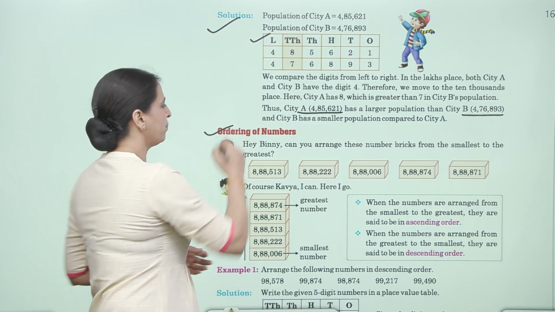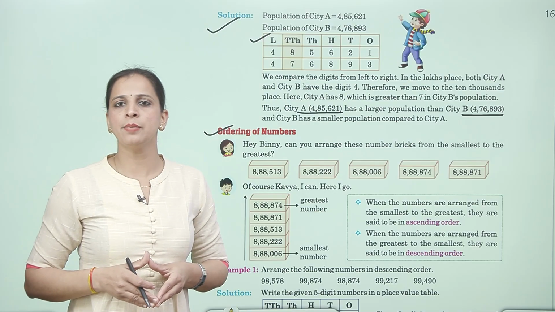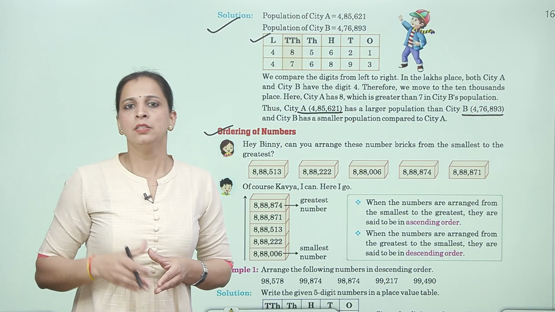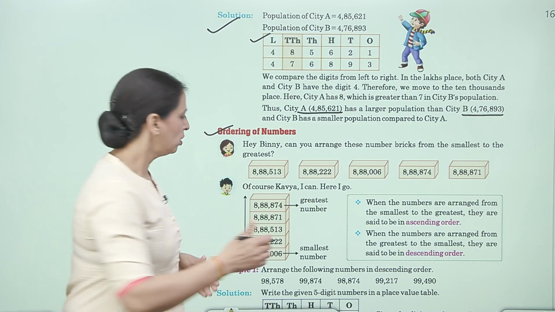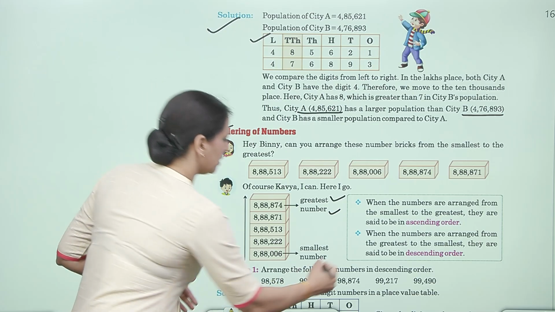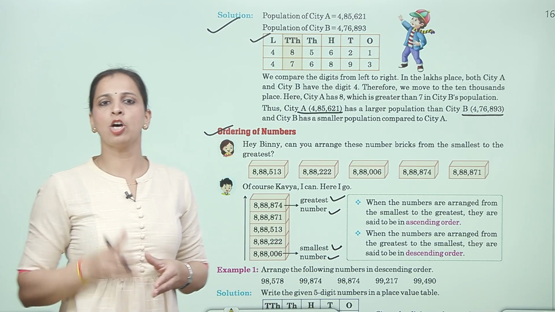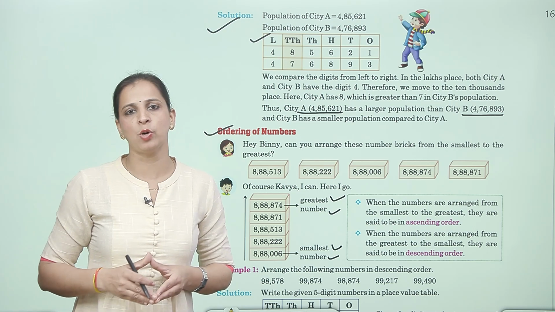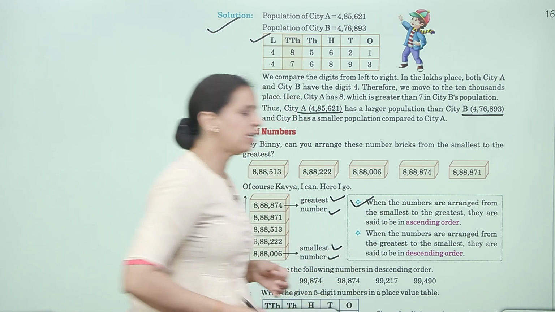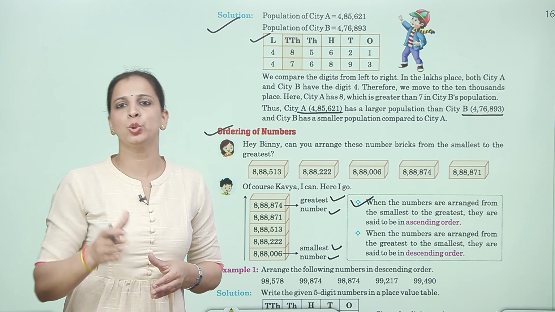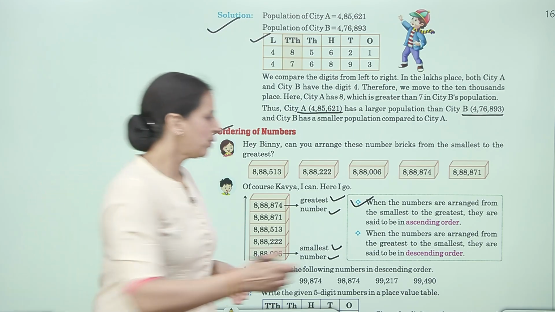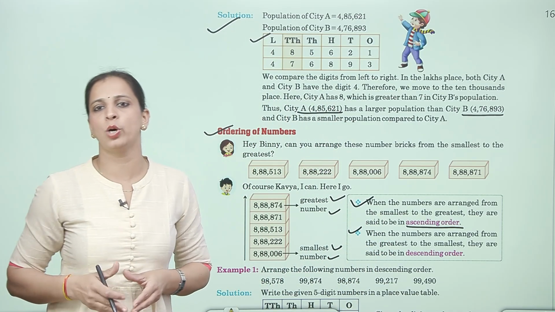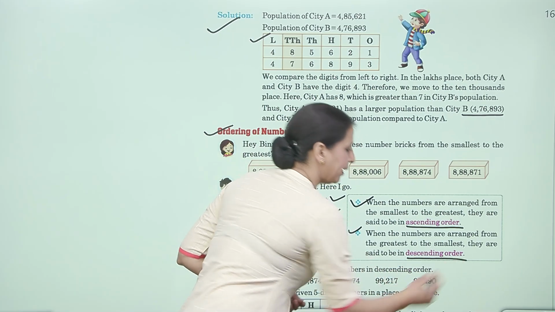Now, ordering of numbers. Hey, Binny, can you arrange these number bricks from the smallest to the greatest? Of course, Kavya, I can. Here I go. Now, greatest number and this is the smallest number. 8,88,874 is the greatest number and 8,88,006 is the smallest number. Now, when the numbers are arranged from the smallest to the greatest, they are said to be in ascending order. Next, when the numbers are arranged from the greatest to the smallest, they are said to be in descending order.